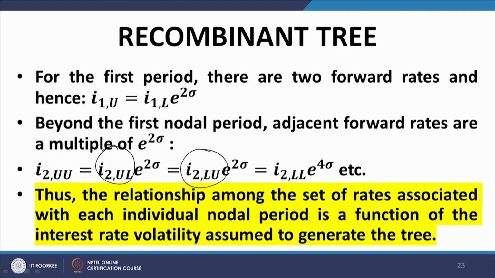e to the power 2 sigma is equal to I2LL e to the power 4 sigma, and so on. Obviously, you can reverse this relationship as well. Thus, the relationship among the set of rates associated with each individual nodal period is a function of the interest rate volatility assumed to generate the tree.